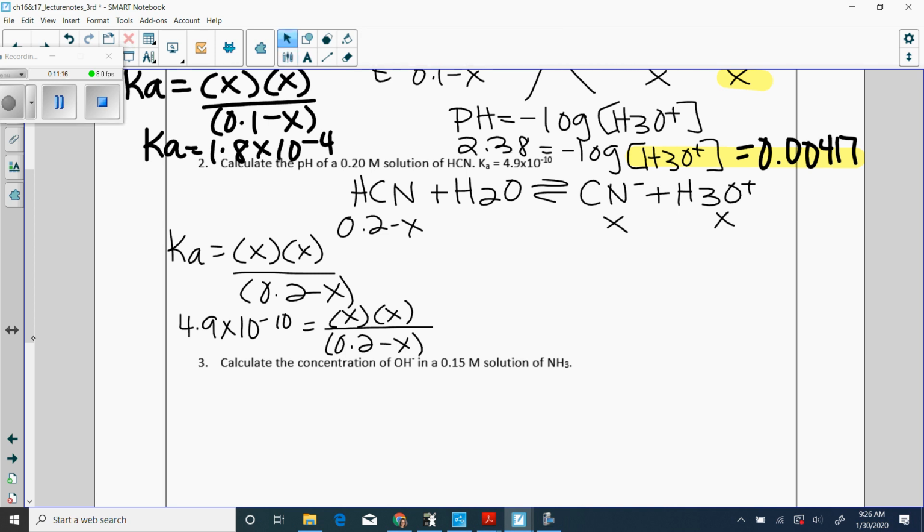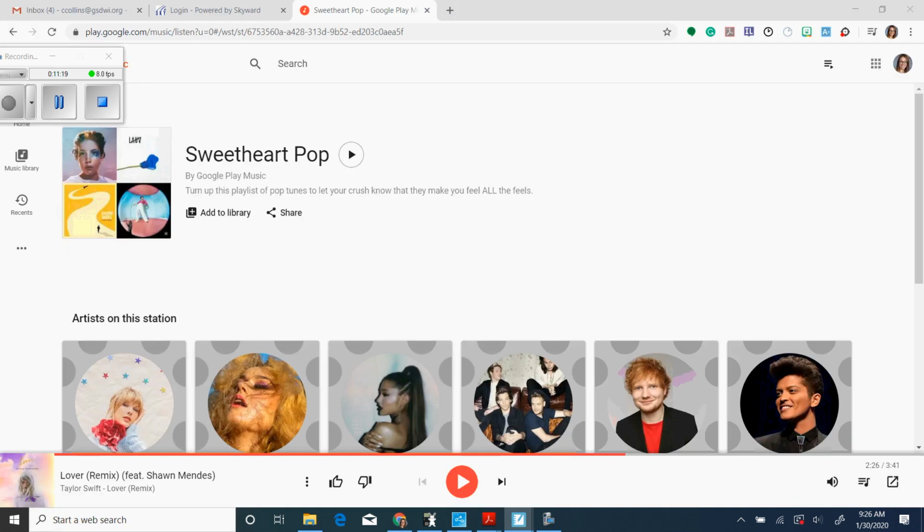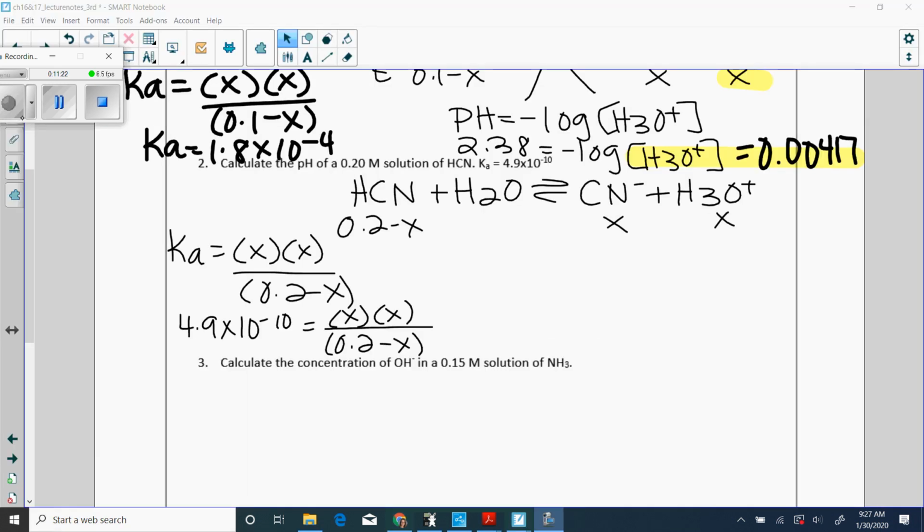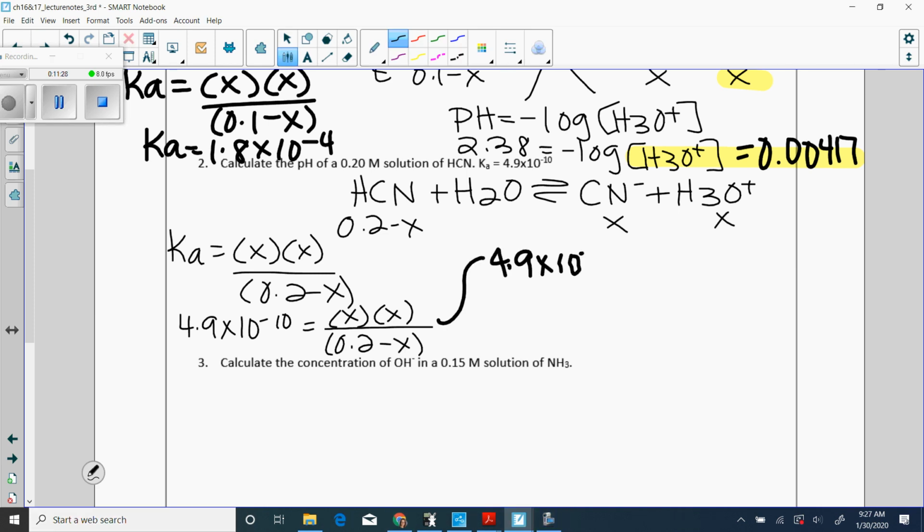I need you to stop and talk about that though. Tell somebody next to you what the rule is and how come I can ignore that. Ready, go. So that means that my math is going to be 4.9 times 10 to the -10 times 0.2 equals x squared, right? And then it's just a square root, which is equitable. So go ahead and solve for x. And then go ahead and solve for pH.